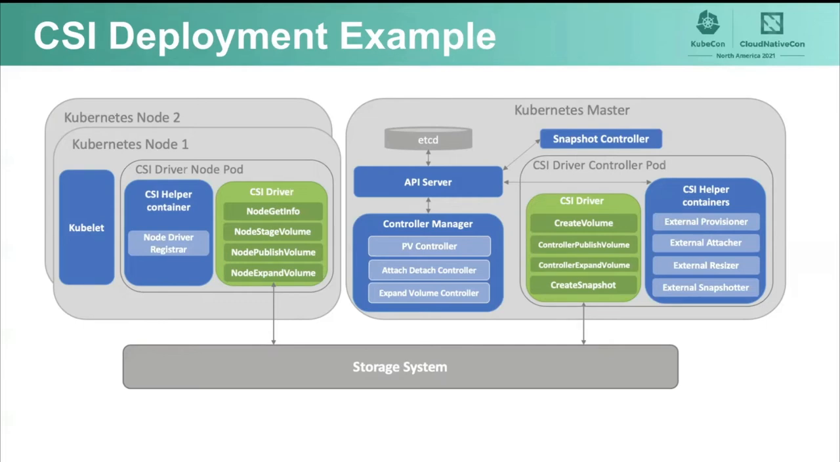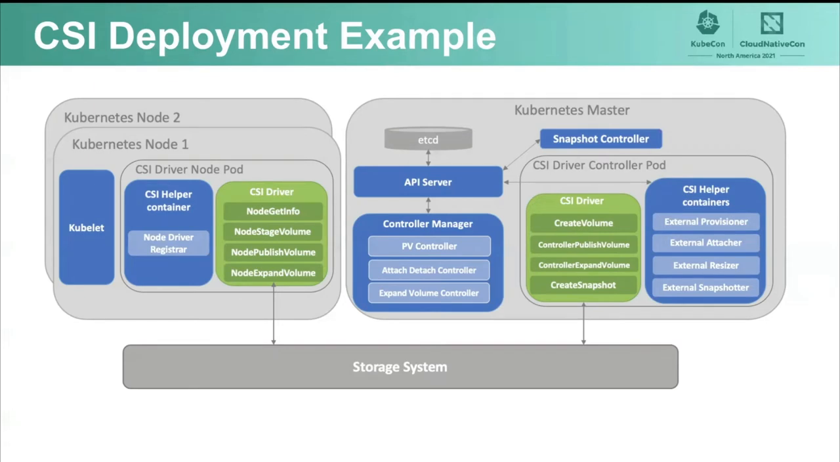The Kubernetes CSI sidecars are watching Kubernetes API objects such as PVCs, PVs, volume attachments, and volume snapshots to detect create volume, attach volume, expansion, and volume snapshot requests. The sidecars call the CSI driver, and the CSI driver communicates with the storage system to complete those volume operations. On Kubernetes worker nodes, we have Kubelet and the CSI driver node plugin deployed together with the node driver registrar sidecar container.